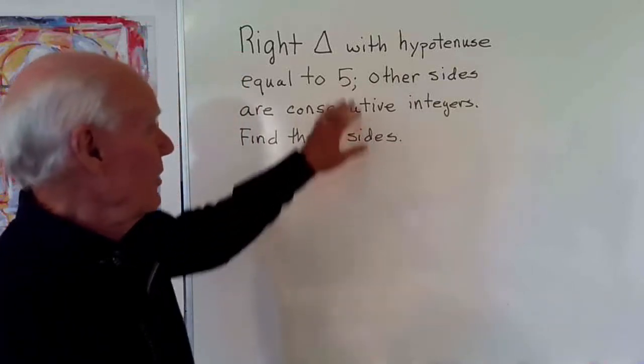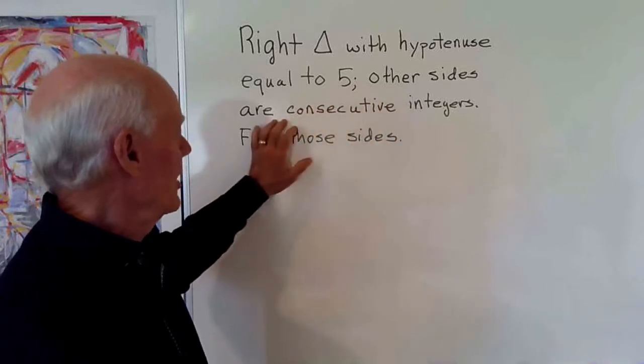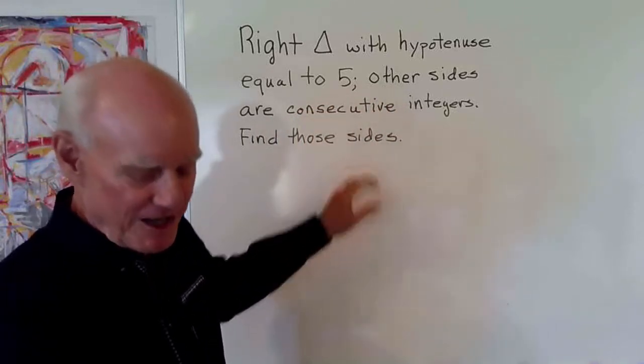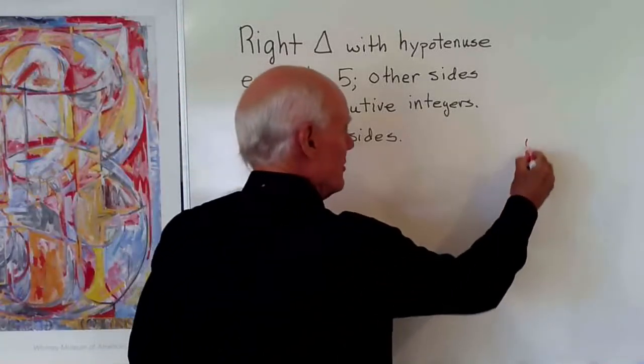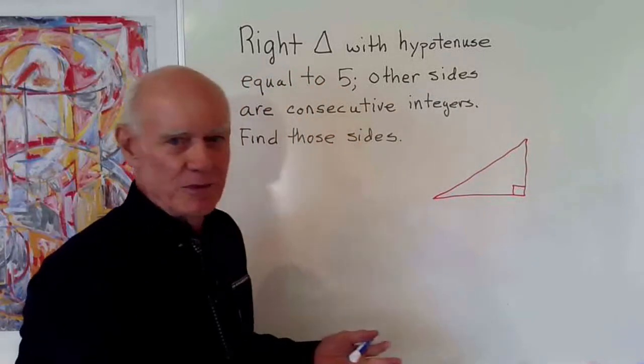Okay, we have a right triangle with a hypotenuse equal to 5, and the other sides are consecutive integers. So we want to find the lengths of those two sides. The first thing that we're going to do is draw a little diagram of the situation. I'll draw just a right triangle. It does not have to be accurate.